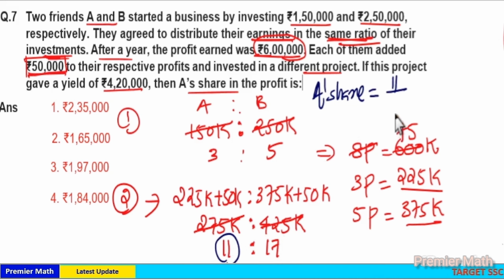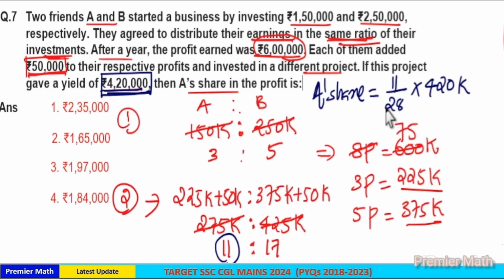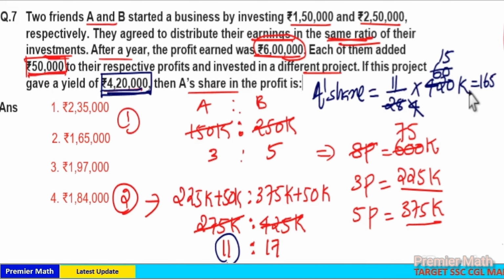So 11 part out of total 11 plus 17, 28, into the total earnings at the end of the second project, which is 420,000. Now 7 goes 4 times in 28, 6 times in 42. So 60 times in 420. 4 goes 15 times in 60. So 11 into 15 is 165. So 165,000 rupees. Option 2 is your answer.